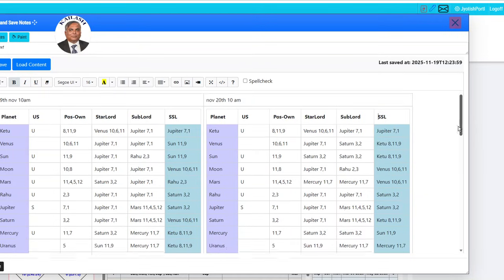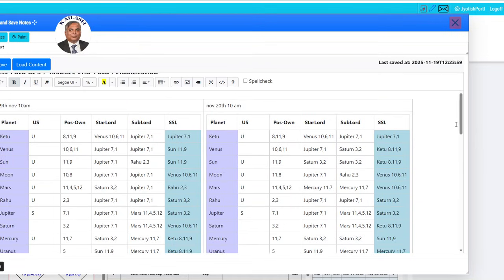Okay, so now you have a very clear view for the 19th November 10 a.m. and for the 20th November. Let's look at some of the significations. Now, if you look at the sublord level, you find that for the 19th, the sublord is Jupiter for Ketu, and then the Venus sublord changes. Here it is Jupiter, but here the sublord becomes Saturn.